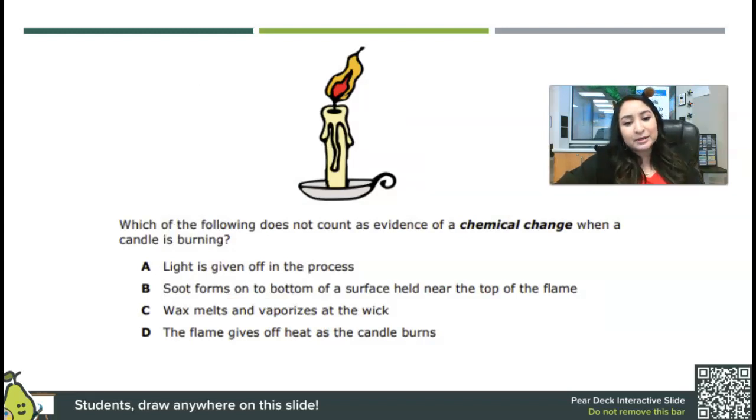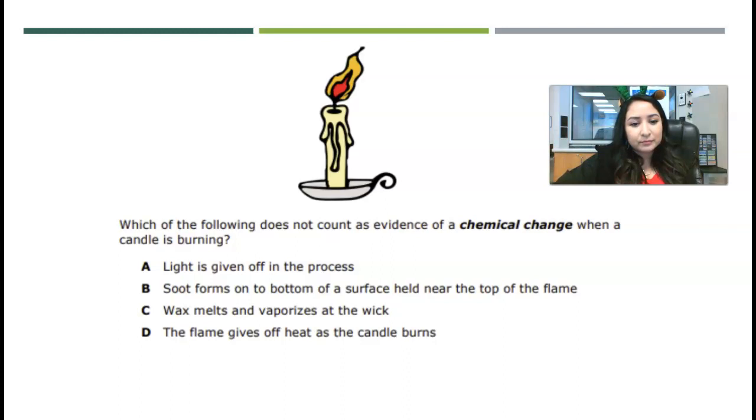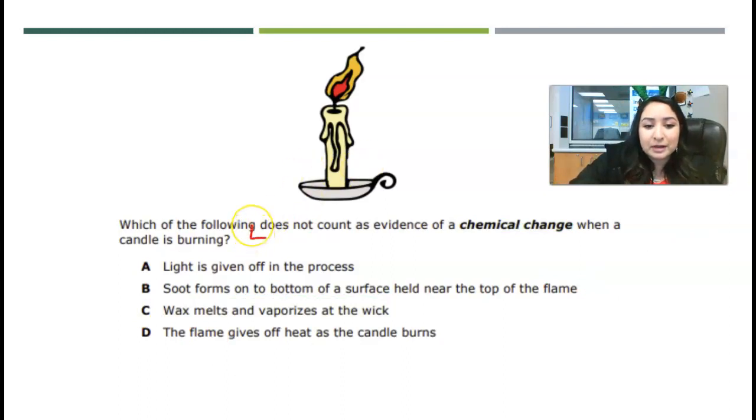So which of the following does not count as evidence of a chemical change when a candle is burning? Go ahead and pause this one. You can answer it. Oops, sorry. So which of the following does not count? We're looking for the one that does not count as a chemical change. So light is given off in the process. So we know that light is one of the city girls like to party. Light is a chemical change.